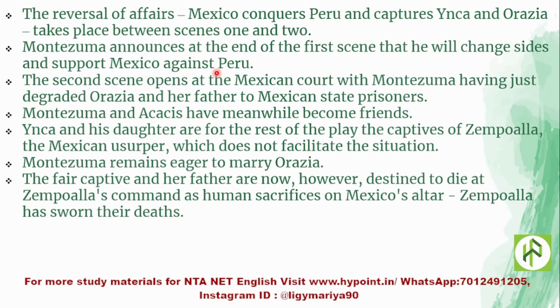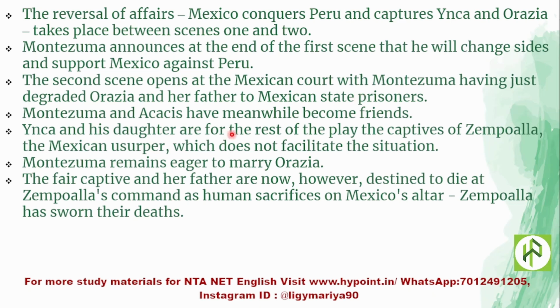The second scene opens at the Mexican court with Montesma having just degraded Orazia and her father to Mexican state prisoners. So he has now changed his support to the Mexican court, and in the very next scene we can see Montesma in the Mexican court, having degraded Yanka and Orazia to just Mexican state prisoners.